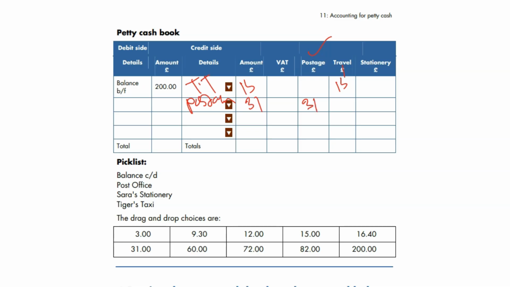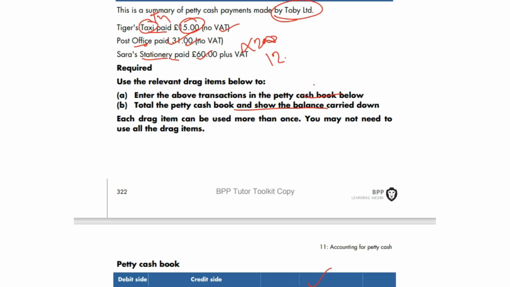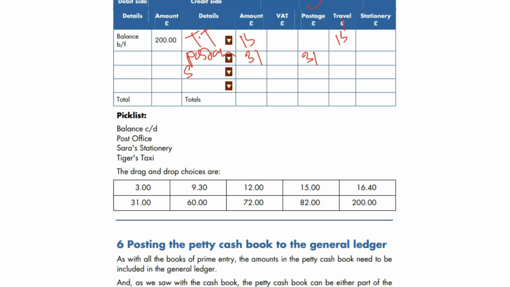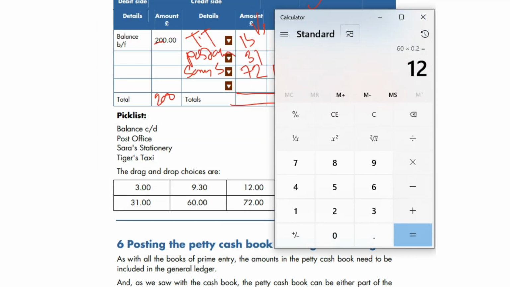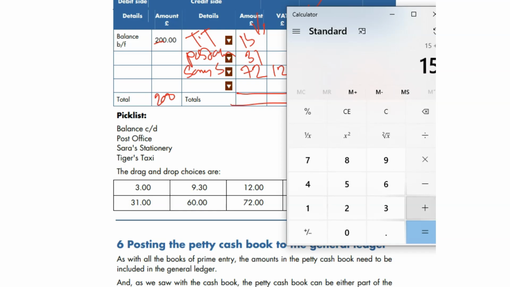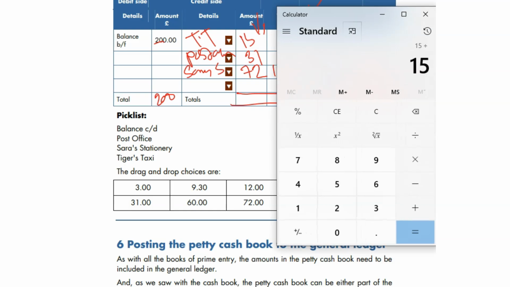Next one is Sarah's stationery. Write it down, Sarah only, or Sarah stationery, both will work. How much is that? You see, we found 12 VAT and stationery 60, isn't it? And both of these added together is 72, right? And then you've got to do the total. Let's get started with the total amount. How much is the balance? We have 200 as the balance we started with. But what is the total of your expenses? You start with 15 plus 31, plus 72.